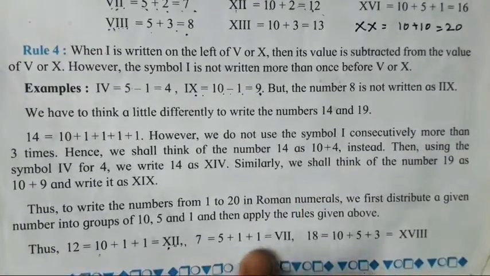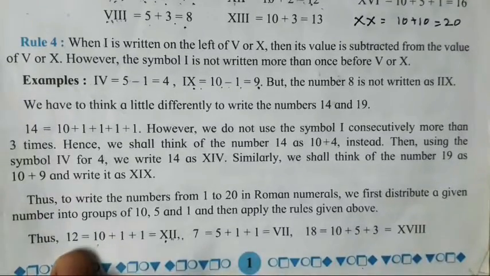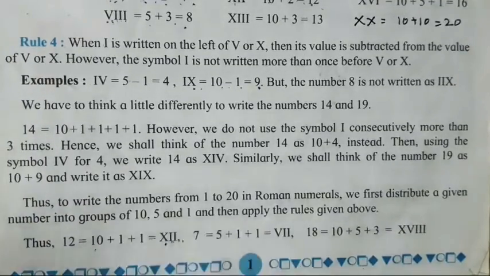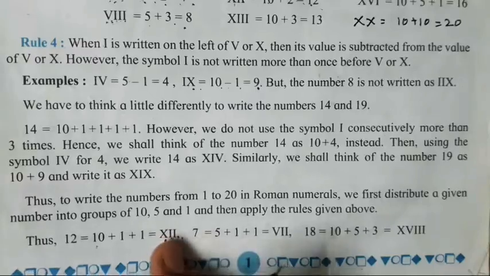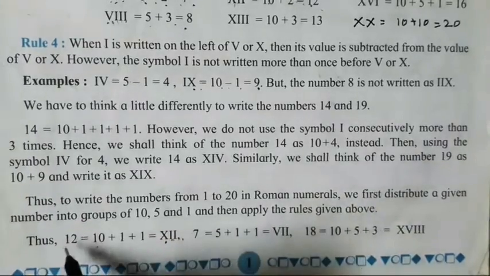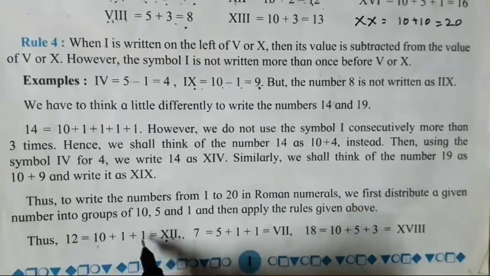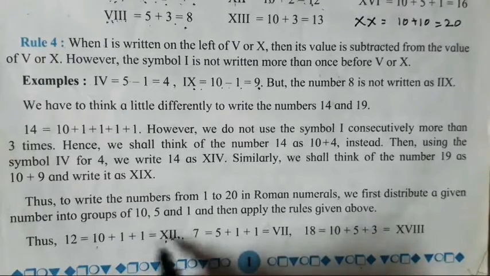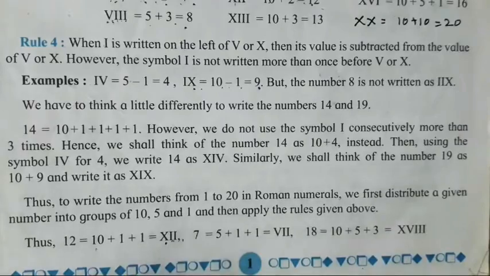Even over here they have given: how are you going to write 12? For 12, first you have to break it in such a way that you will be able to write the Roman number. So 12 means 10 plus 1, or you can write 10 plus 2. So 10 means X and 2 means double I.